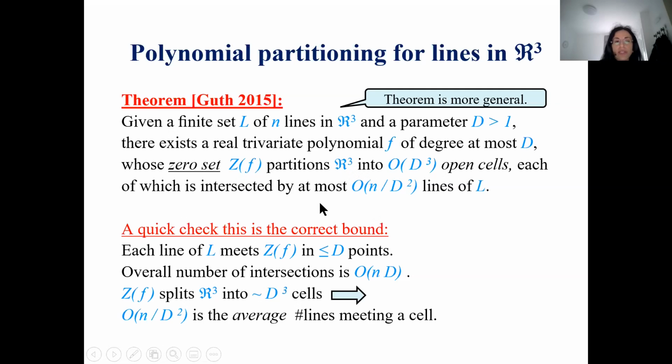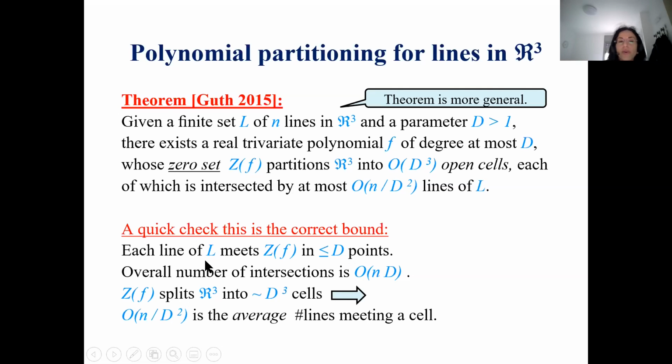each of which is intersected by at most n over d square lines. Okay, so now the right factor is n over d square. For points, the factor is n over d cube. And why is it the right factor? Let us just make a quick check.